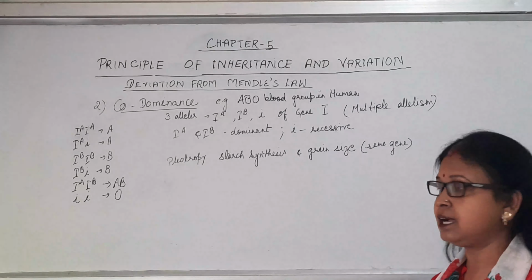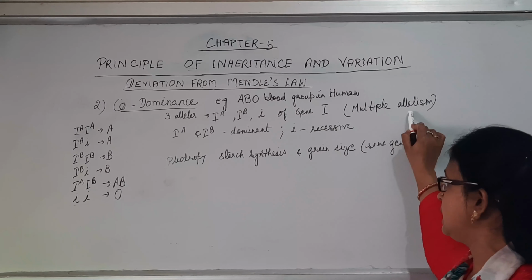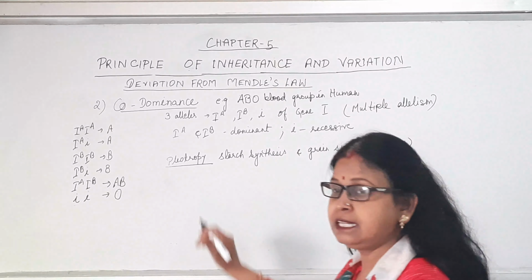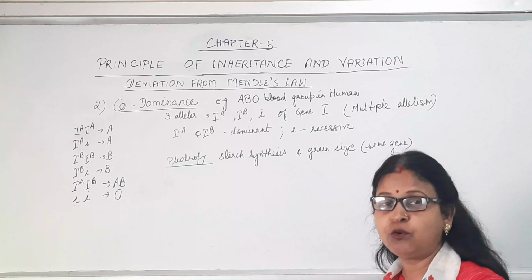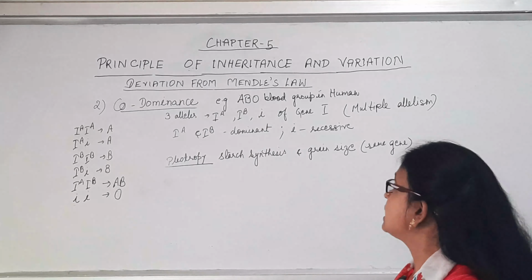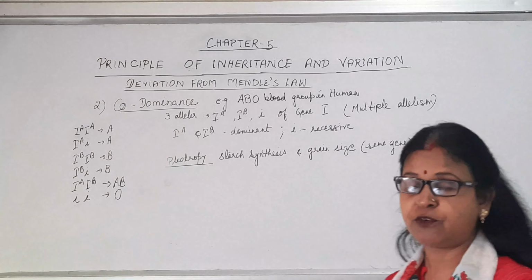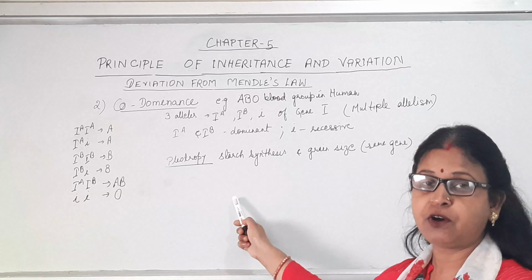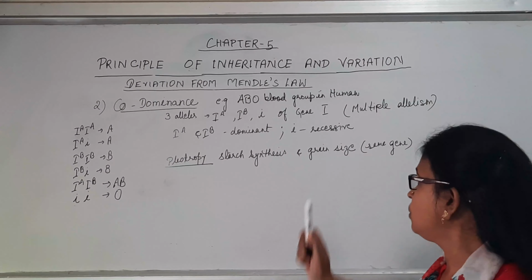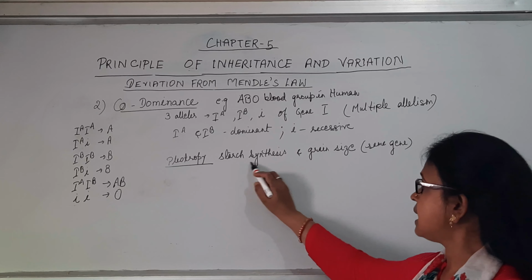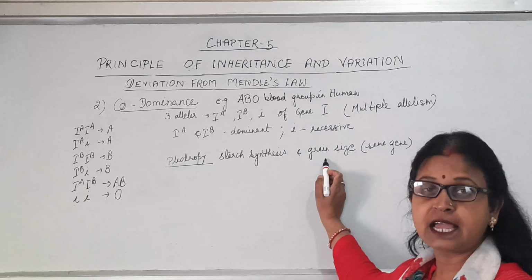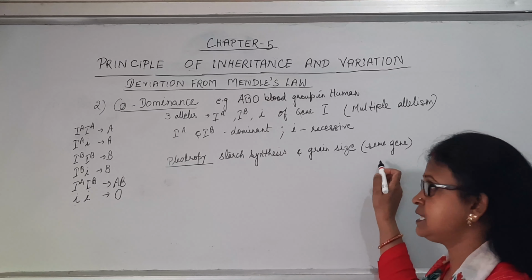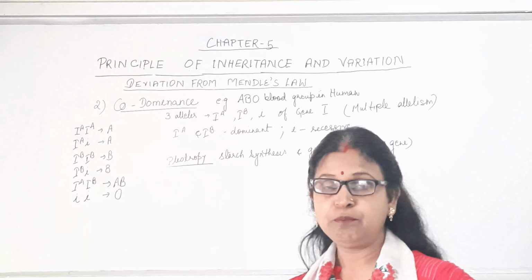At the same time, the opposite of multiple allelism is pleiotropy. In pleiotropy, a single gene is responsible for more than one character. Here we can see more than one allele is responsible for the character of the blood groups, but in pleiotropy a single gene is responsible for giving rise to more than two characters. For example, in plants, starch synthesis and the grain size of the seed are controlled by the same gene. So this is the example of pleiotropy.